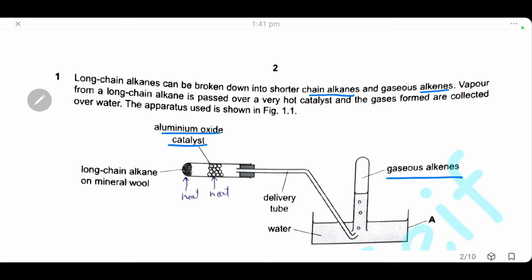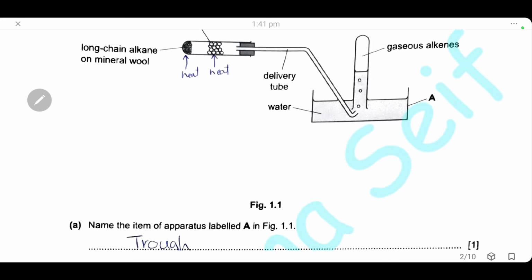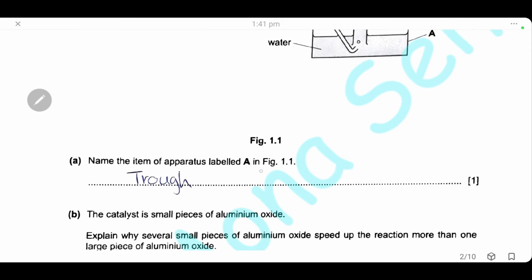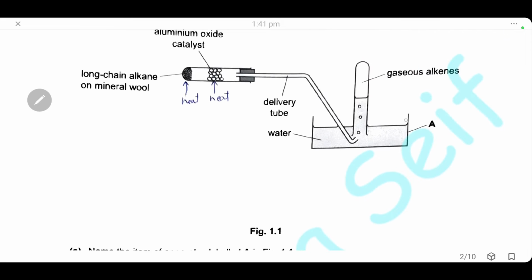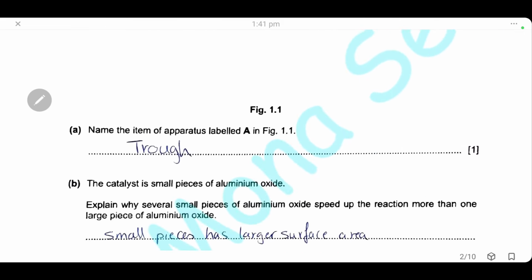So here we have the long chain alkane on a mineral wool, which is heated and then passed over the very hot catalyst aluminium oxide. It is broken down into shorter chain alkane and the gaseous alkene, and the gaseous alkene are collected over water. Name the item of apparatus labeled A. As it's shown here, A is a trough.